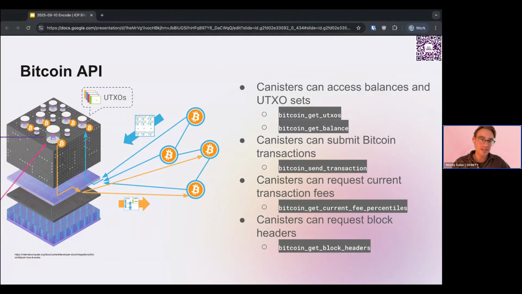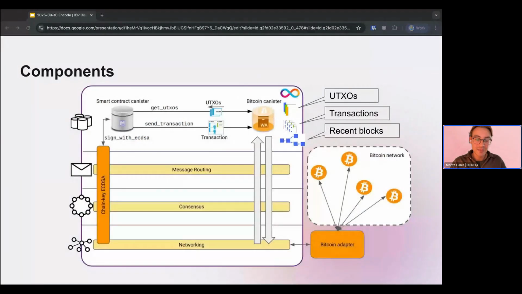Okay, so those are basically the 5 functions that the Bitcoin API exposes that you need to read and write from and to the Bitcoin network. Pretty straightforward, I would say. But how does it work? How is this enabled? How does this magic come to life?